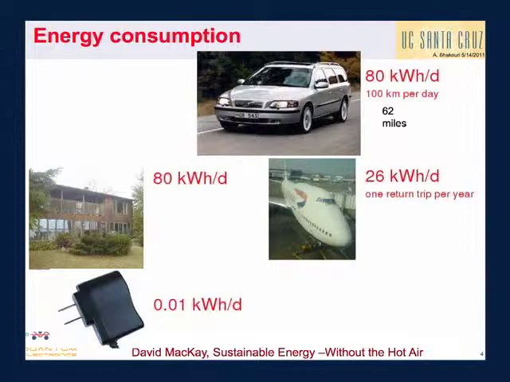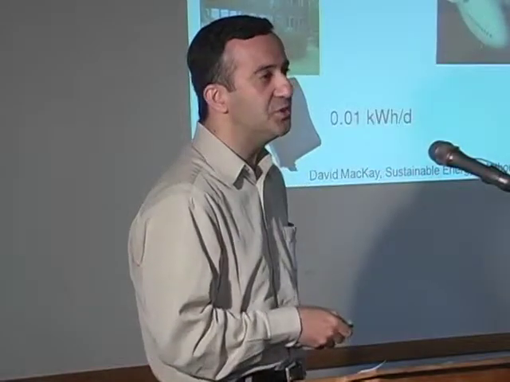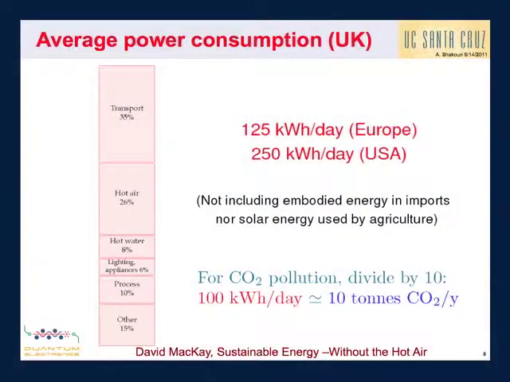So now that you have some ideas about these energy units, you get a feeling of where the energy is used. Here is energy consumption for an average person in the UK, and you just double it to find what it is in the US, now in the same unit of kilowatt hours. The number in the UK or most of Europe is about 120, in the US is 250, and about one third is in transport, one third in heating, water and air, and the rest of it is lighting, appliances and so on. So this is the energy that we consume. A typical US person consumes 250 kilowatt hours per day.